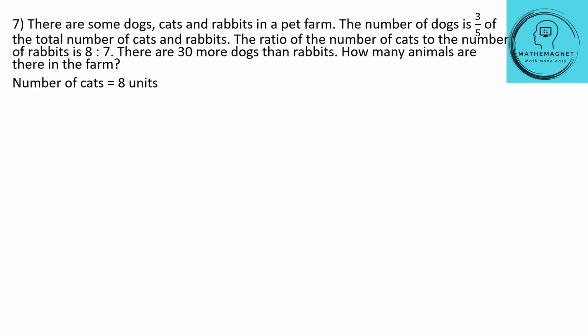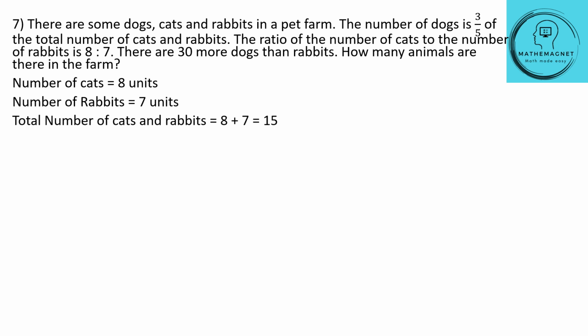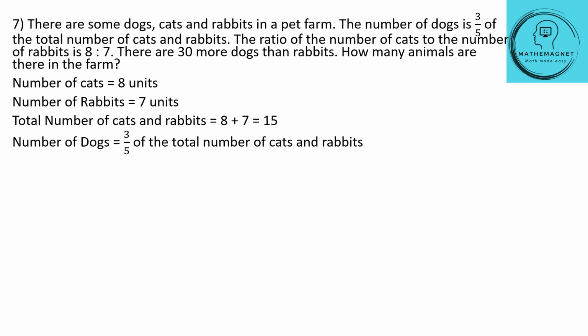So number of cats we know is 8 units. Number of rabbits is 7 units. So total number of cats and rabbits will be 8 plus 7 equal to 15. So there are 15 units. Now 3/5 of 15 is what? Is the number of dogs. So which is 3/5 into 15 will be equal to 9 units. So basically number of dogs is 9 units.